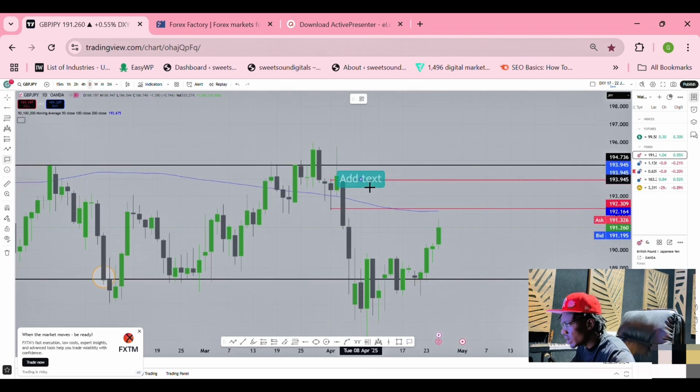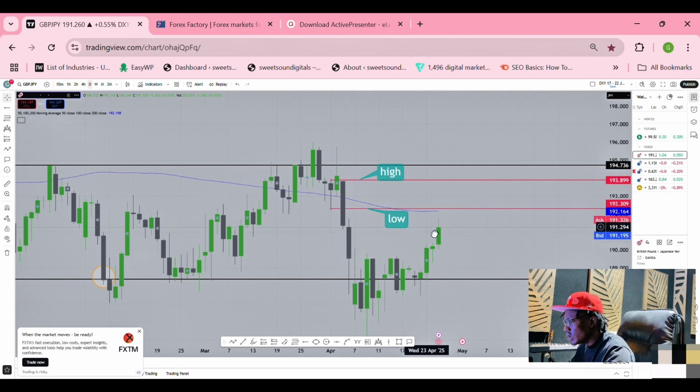Let me call it out. This is the high of this candle. Now let me mark out the low of this candle. This is the low of this candle on a daily time frame. The time frame is daily.